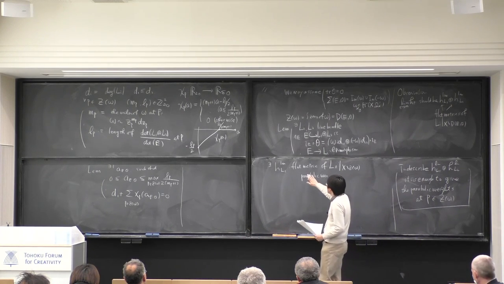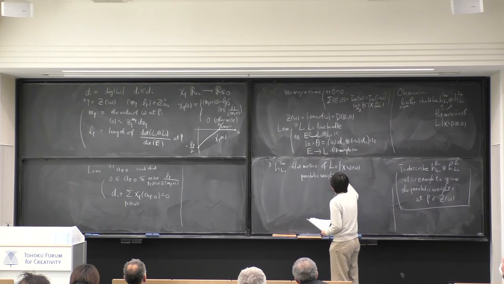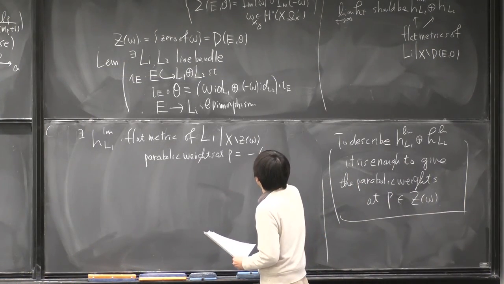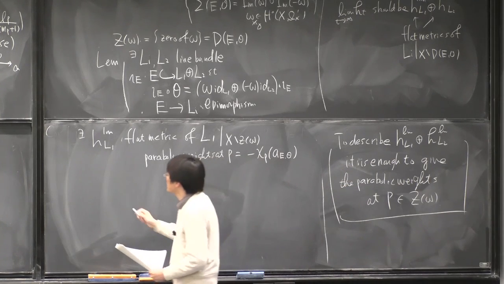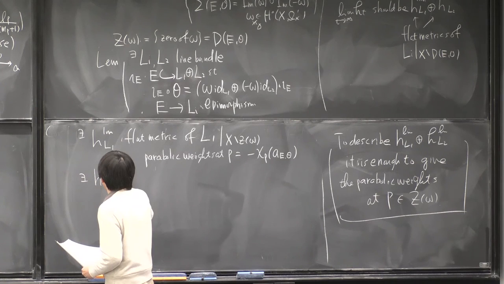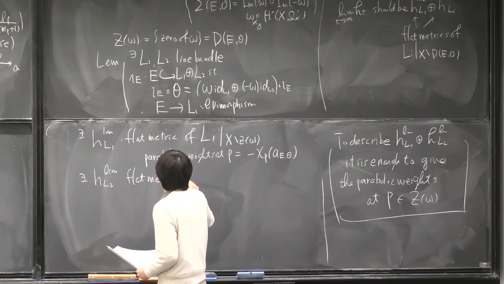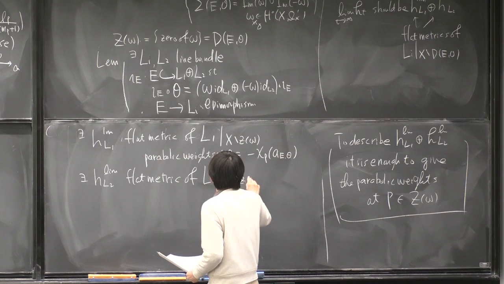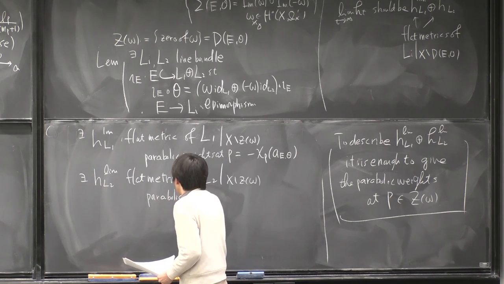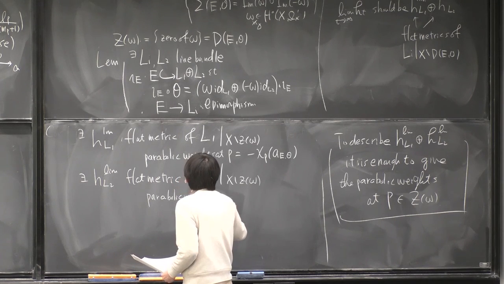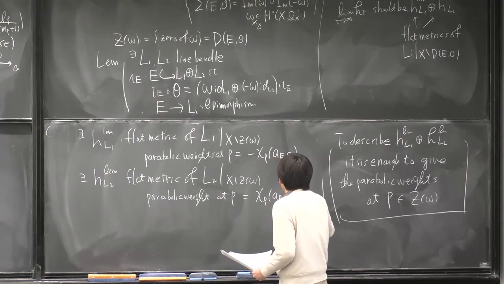Then we have a flat metric of L1 whose parabolic weights at P are given by minus chi P A E theta. And we also have a flat metric of L2 on X minus D omega whose parabolic weights at P are given by chi P A E theta plus LP.